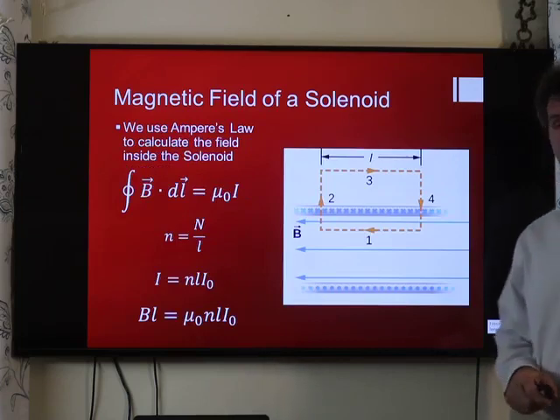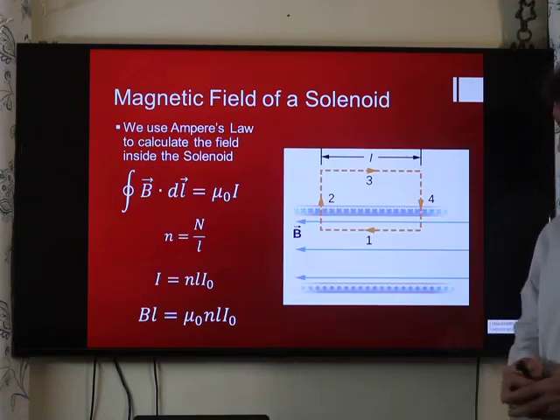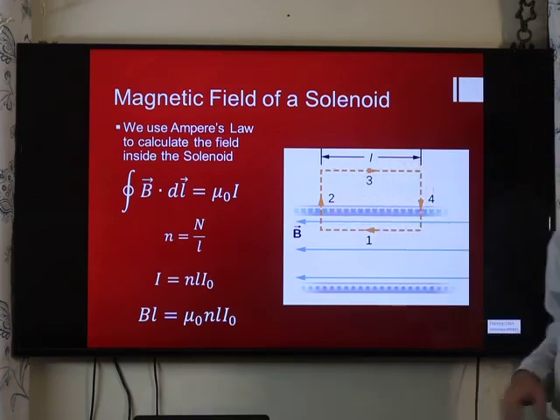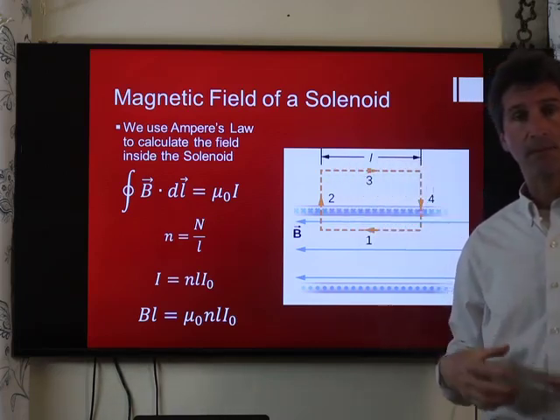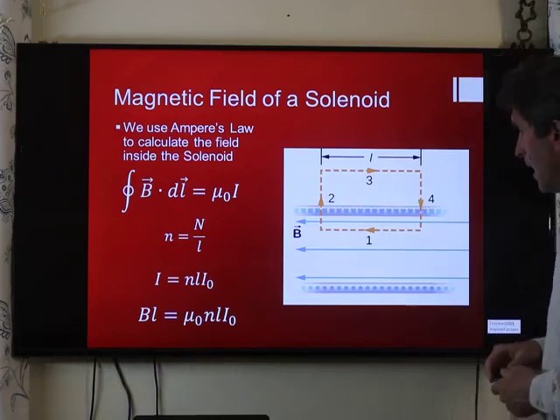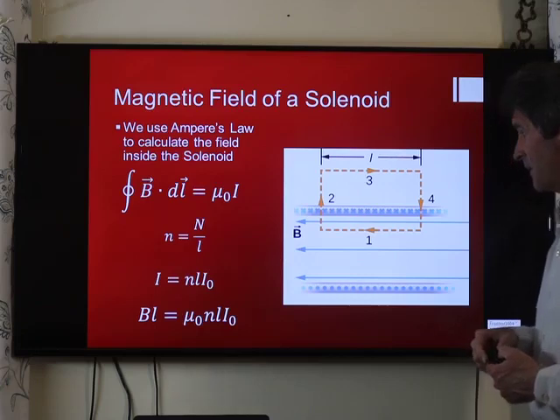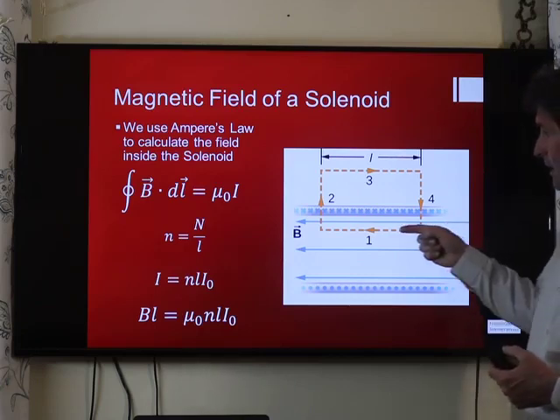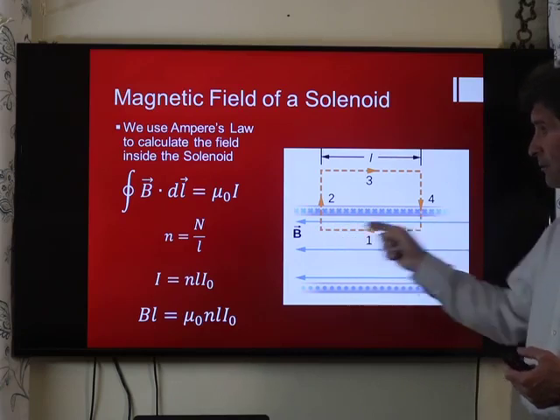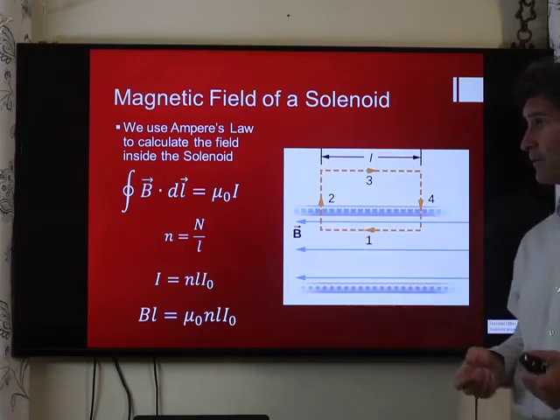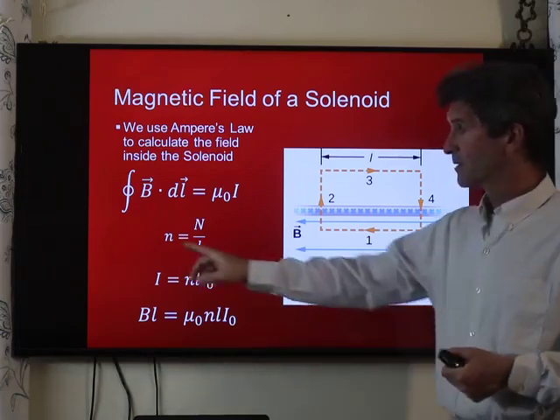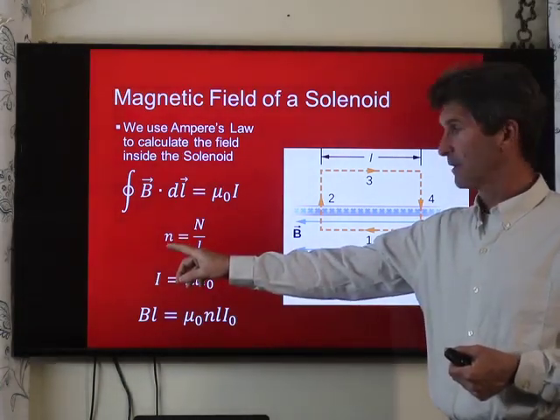In using Ampere's law to solve for the magnetic field, we can again take a path. Instead of using a circular path like we did around a single wire, we're going to use a rectangular path here, and we are going to basically say that the magnetic field integrated along the length is going to be equal to mu 0 times I. So now let's define something else.